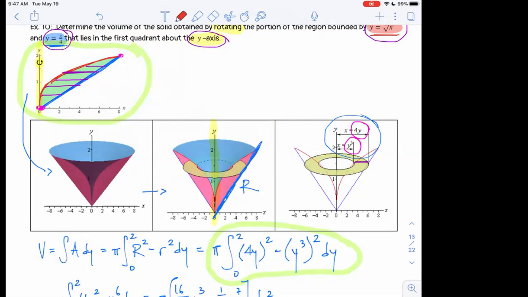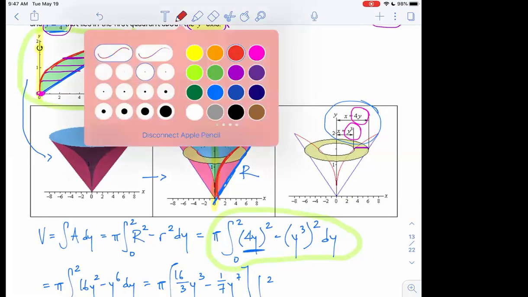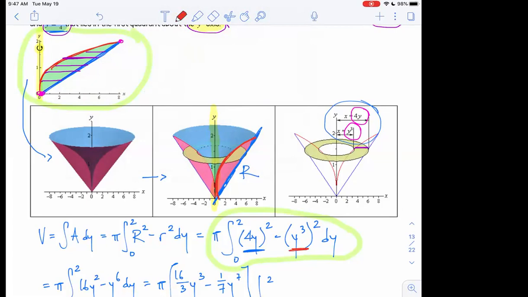To find your small radius, you have to find the curve that is closer to your axis of revolution, which in this case was our red one, okay? And so that's why when we did pi big R squared minus little r squared, we had the big R as this 4y, and we had the little r as the y cubed, all right? So a lot of it comes from your diagram, which is why I'm having us spend some time looking at these pictures, drawing our pictures, and really trying to understand which one is further away, okay?